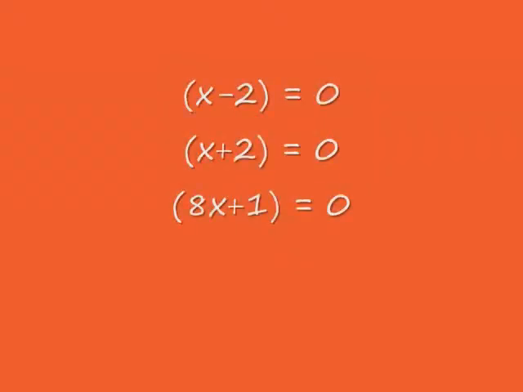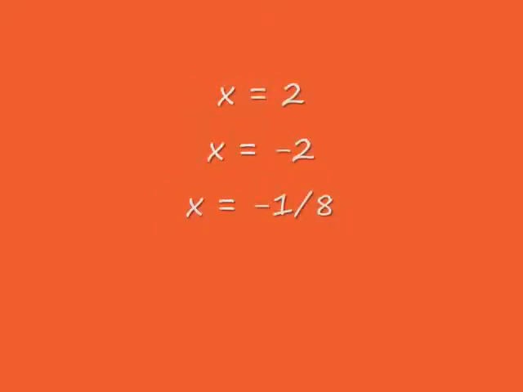So now we take what we have in the three sets of parentheses and set each one equal to 0. So we'll have x equals 2, x equals negative 2, and x equals negative 1/8. And that's how you factor by grouping. You've got your solutions. How about you hit us back in like 5 minutes and we'll tell you how to complete the square.